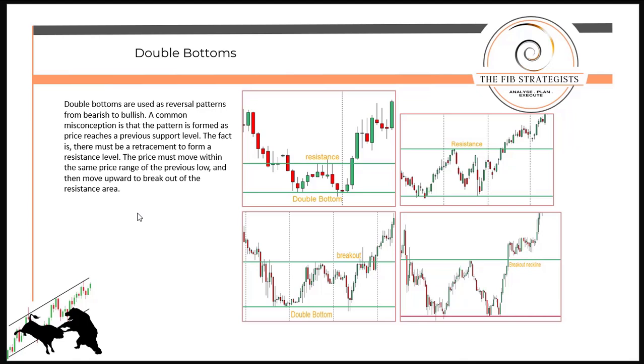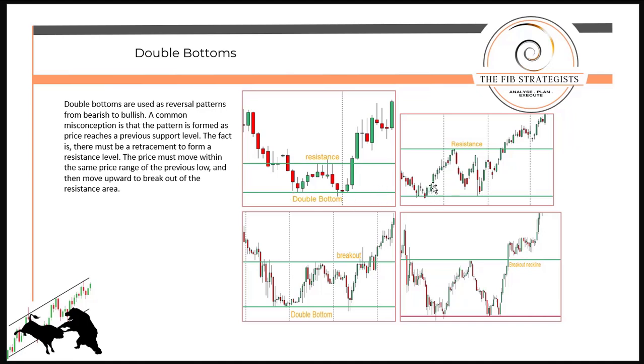The price must move within the same price range of the previous low and then move upward to break out of the resistance area. Here we can see that there is a downtrend, pulls back to make a resistance area, touches the same price as previous support, and then we have a nice big green candle to break out of resistance. The entry long is ready to be placed, and your stop loss will be at the double bottom.